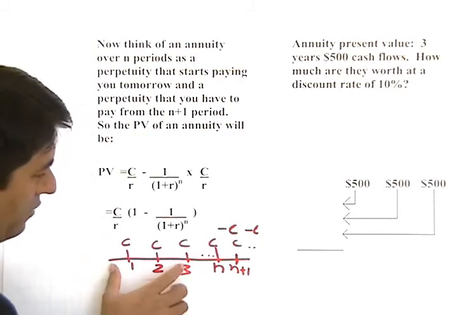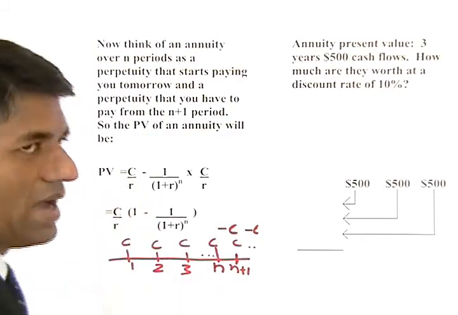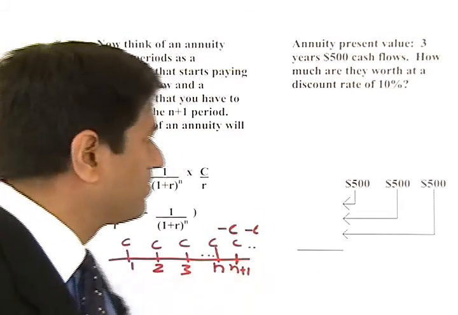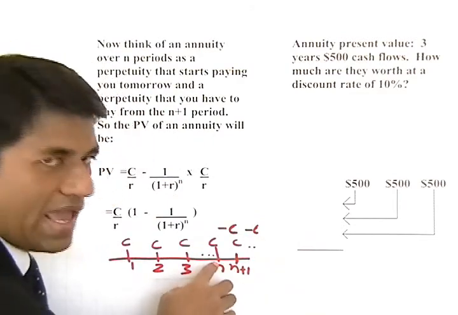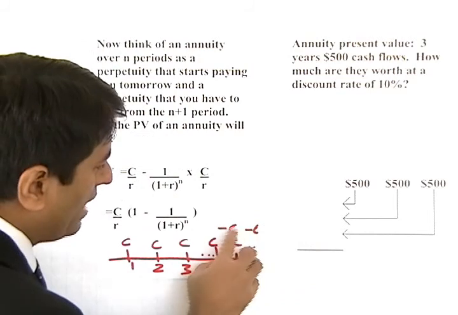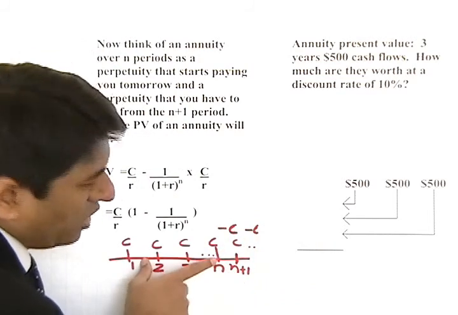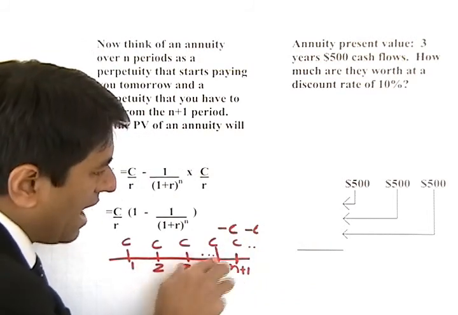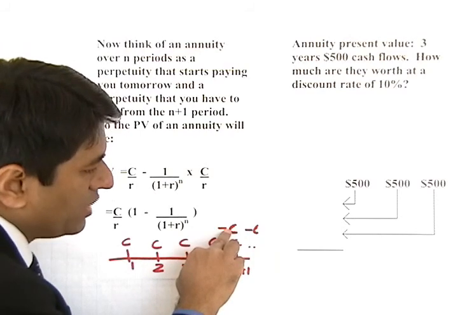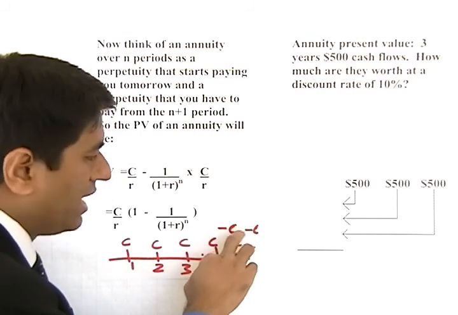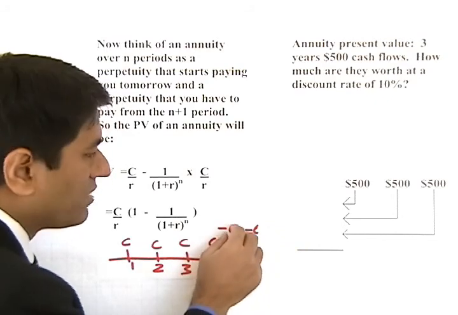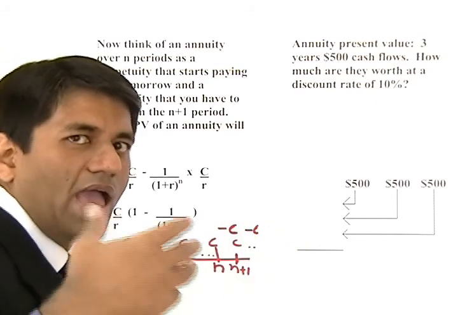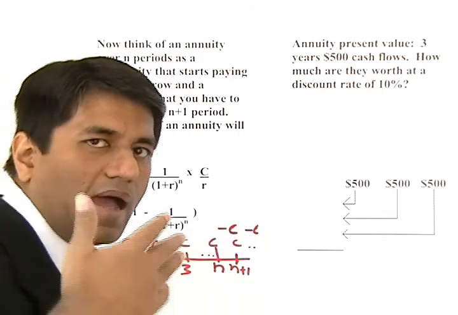Now the value of the first perpetuity is C by R, which we just did. Now the next perpetuity at time n has a value of C by R. When you are here, you are looking at this perpetuity which is minus C forever. So at time n, this has a value C by R and you're going to pay this out. So it's going to be minus C by R.